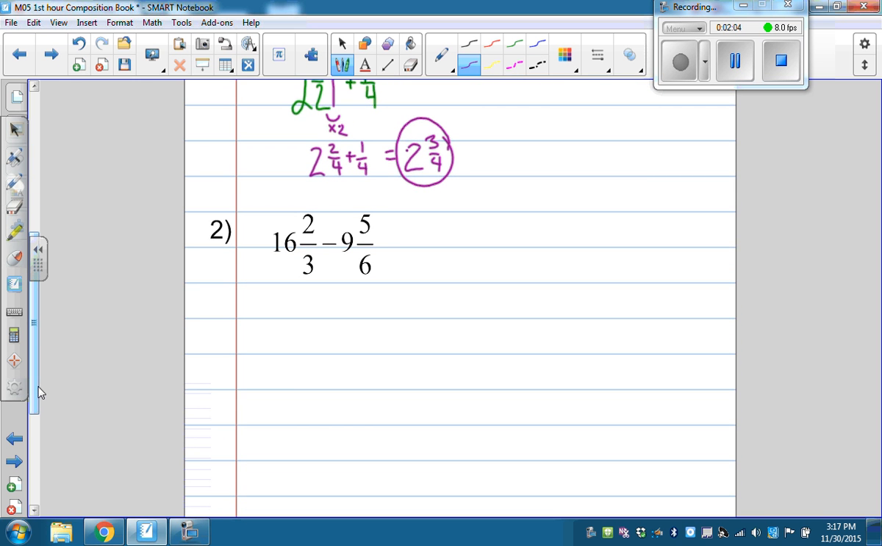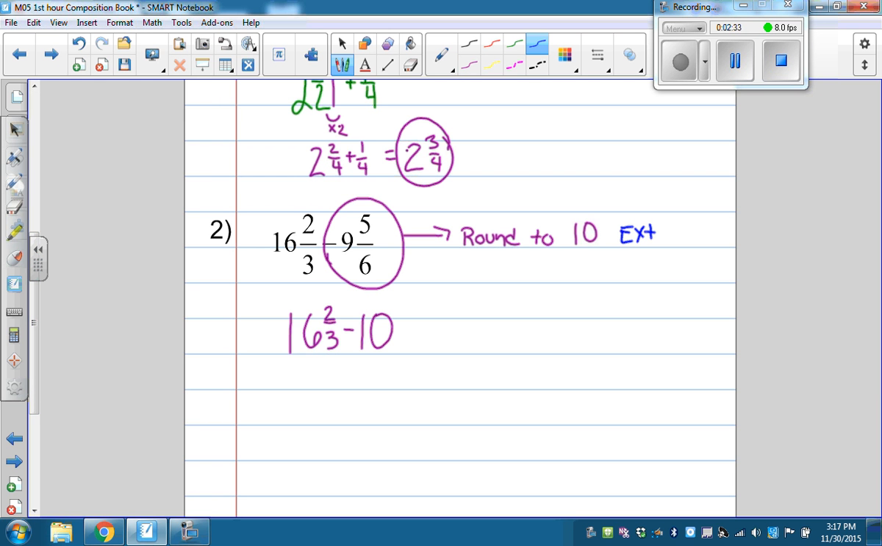Try one more? Yeah. So instead of 16 and 2/3, take away all of this, you're going to round that to what? What's the next whole number? 10. Just round to 10. So now you do 16 and 2/3, take away 10. But you rounded up an extra 1/6 because you're 1/6 away from 10. Does that make sense? Okay.